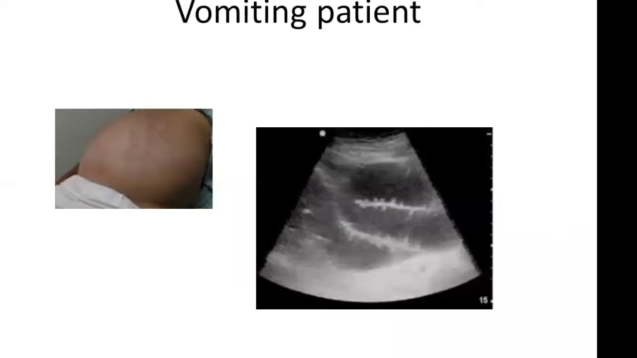So this is a really important case, I think, the vomiting patient. It can be very difficult when the patient's vomiting to know exactly what's going on. It can obviously be gastroenteritis or some sort of infection, but what you don't want to miss is small bowel obstruction. And ultrasound can be very helpful.